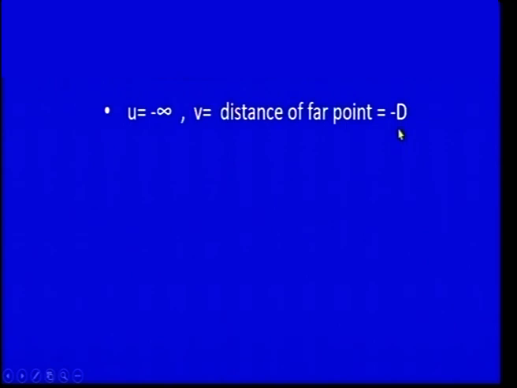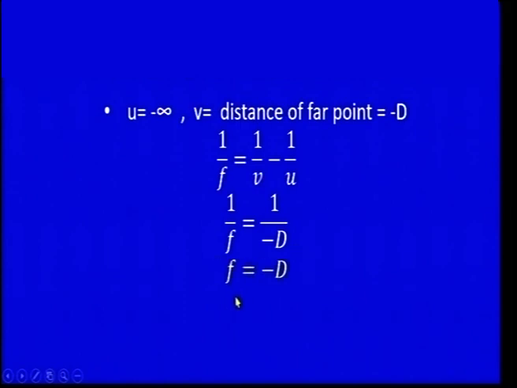This is also negative according to the sign convention. So as we know the lens formula, substituting all these values in this equation, you will get 1 by f equal to 1 by minus d. Here 1 by u is nothing but 1 by infinity, which is equal to 0. That's why 1 by f equal to 1 by minus d, and f equal to minus d.